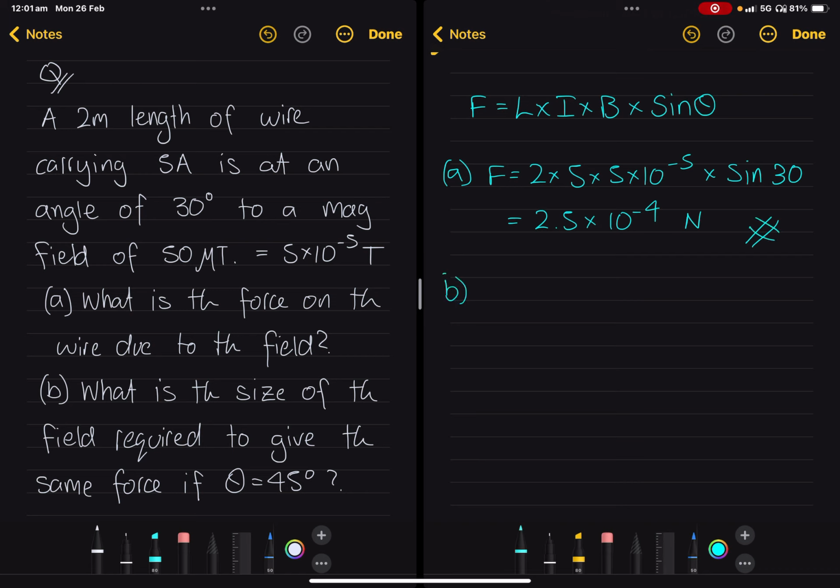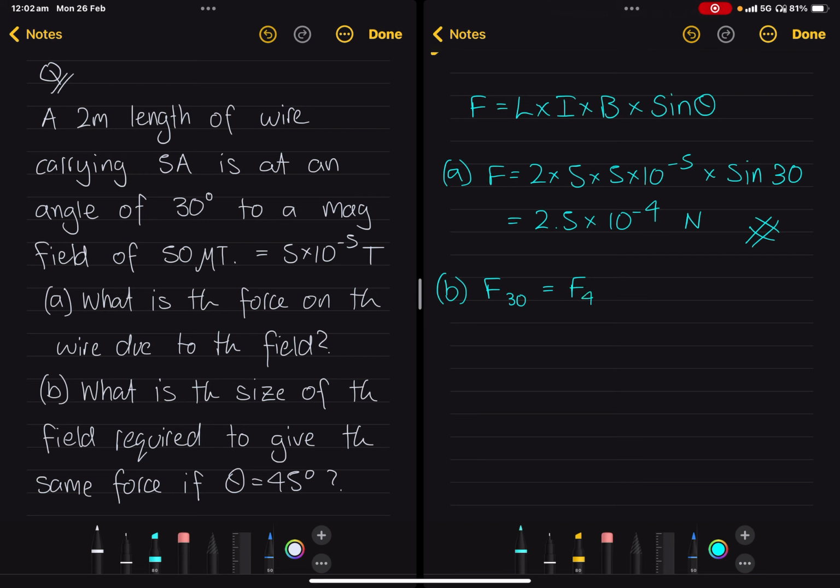For part B, we're asked what is the size of the field required to give the same force if theta was 45? Well, if theta was 45, sine of 45 is larger than sine of 30. So we know immediately that the equivalent field required to produce the same force at the angle of 45 will be slightly weaker.